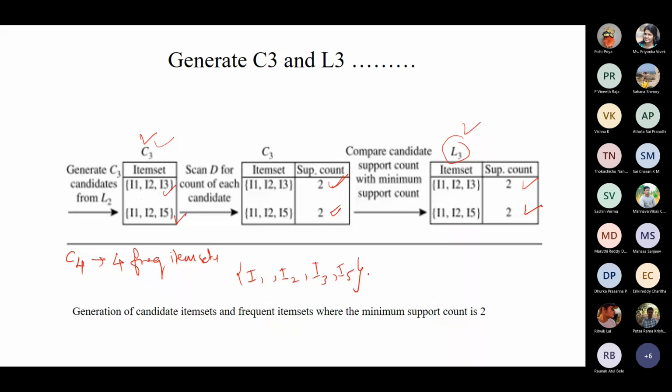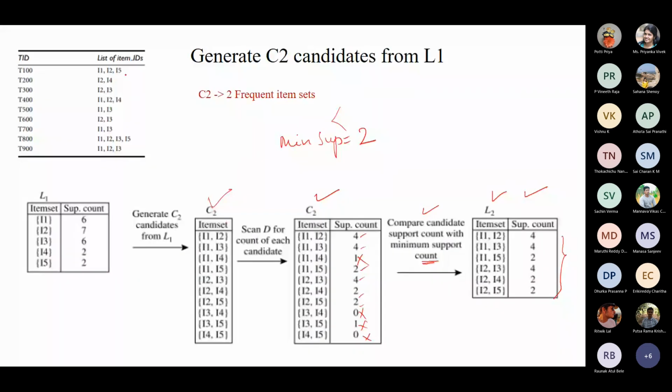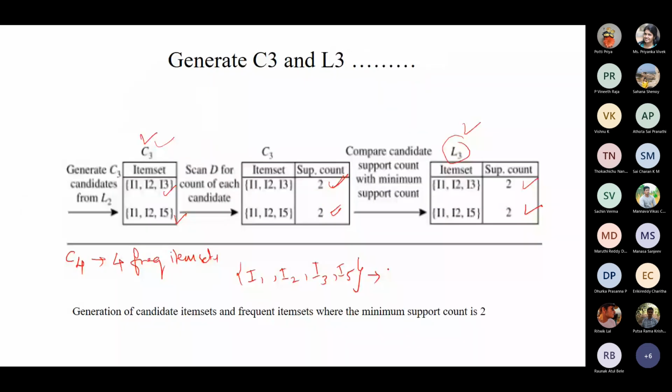What is the support count of this set? Look at the database. Is there any item set appearing here? Our item set is I1, I2, I3, I5. It's not here. So what is the support count? Support count is 1. Here we got this support count as 1.